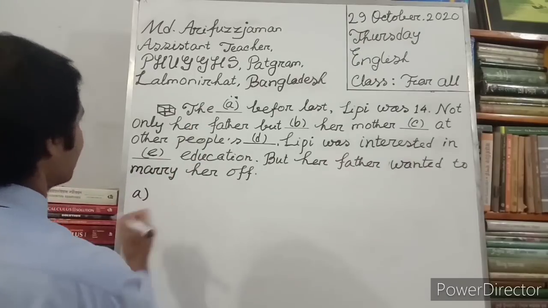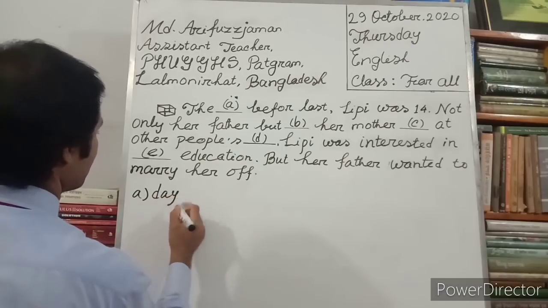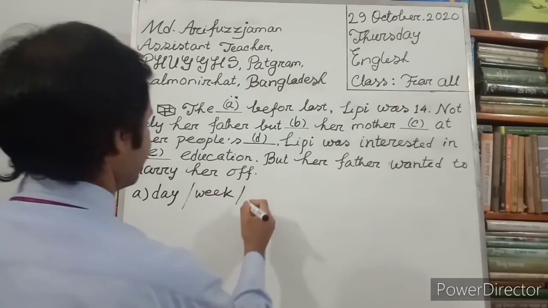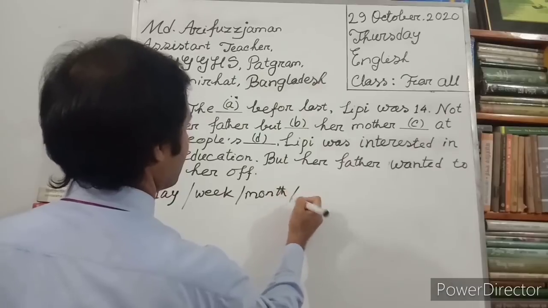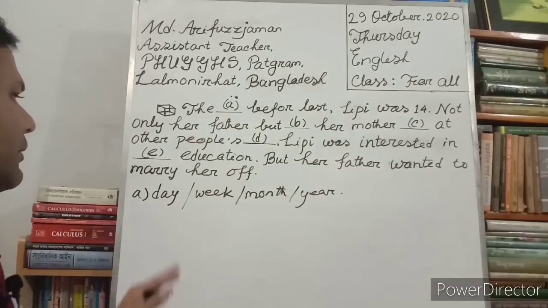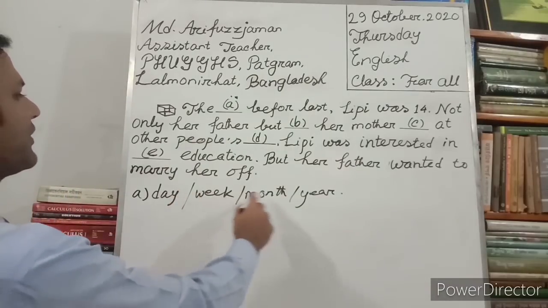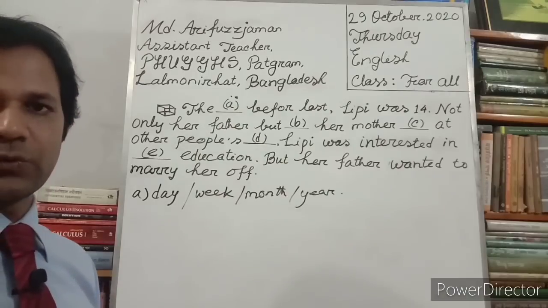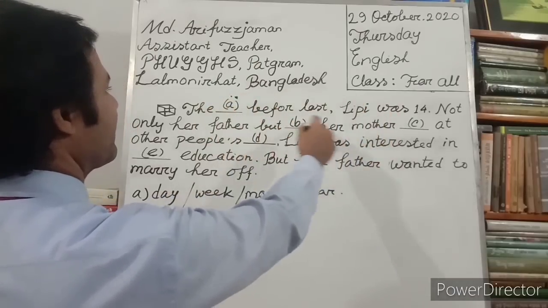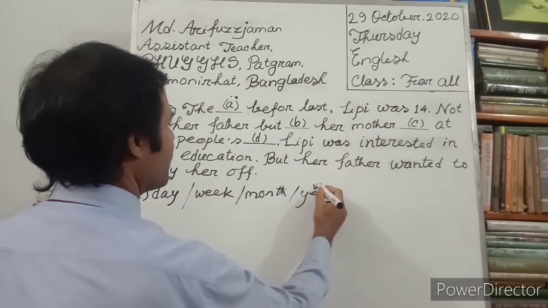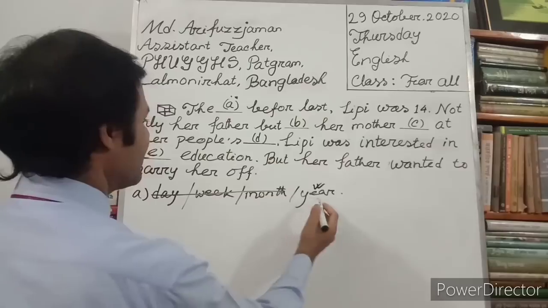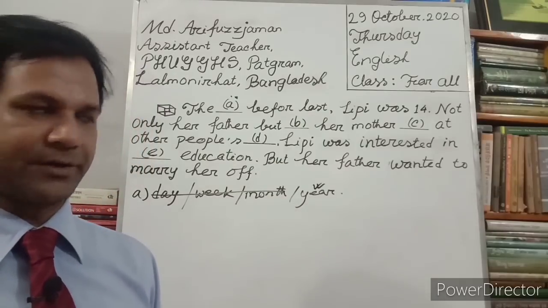Like we can write here the day before last, or the week before last, the month before last, the year before last. If we put any of these words here, the sentence structure will be right. But according to the significance of this sentence, the word year will be perfect and more significant. So, more than these words, the word year is more significant.